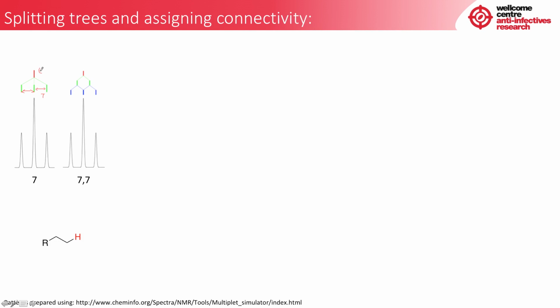And if we alternatively wanted to draw it as a doublet of doublets, we could say this is 7, and as it turns out, this is also 7. That's why it's a triplet. Here we can see that we're layering our couplings in the tree.